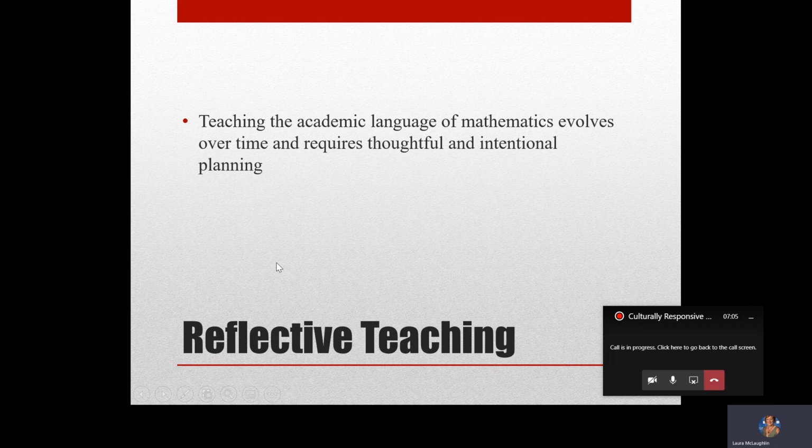In reflective teaching, teaching the academic language of mathematics evolves over time, and it requires thoughtful and intentional planning. When you use those core standards, the curriculum framework, big ideas, and essential questions, you really are helping to prepare students, young students, as we're talking about in this classroom, for a lifetime of success and true understanding of math.